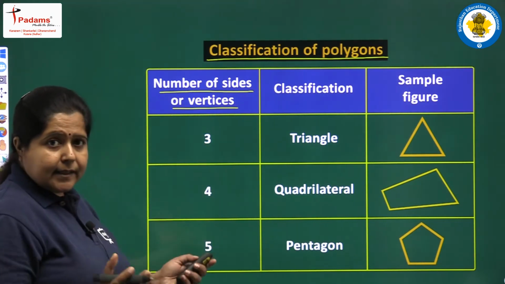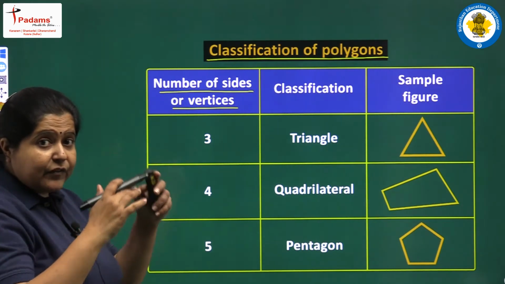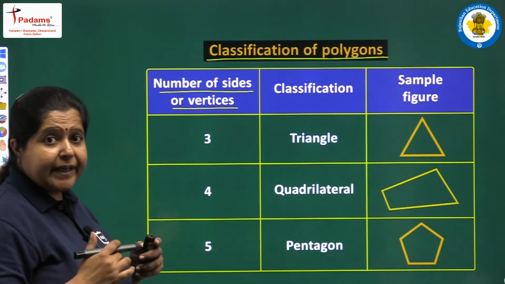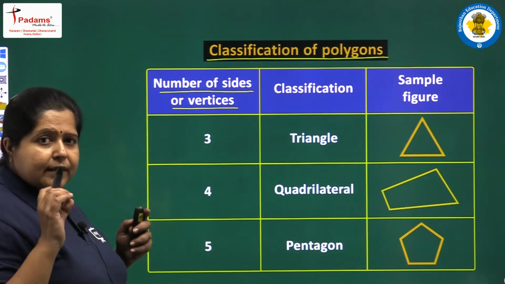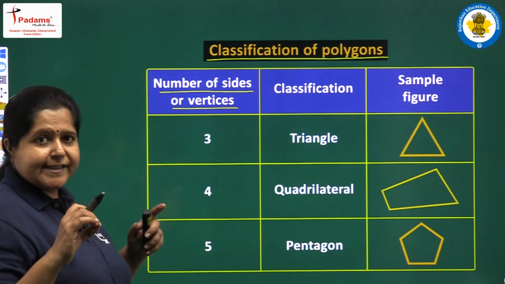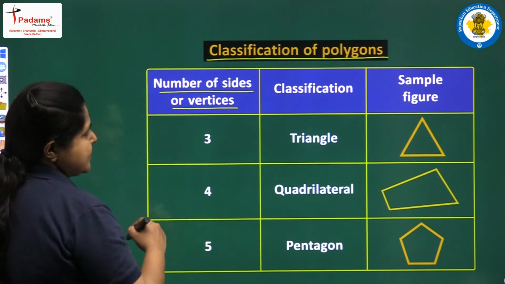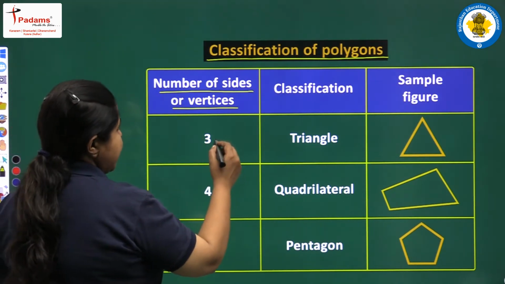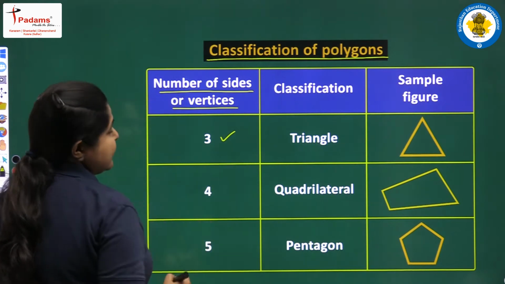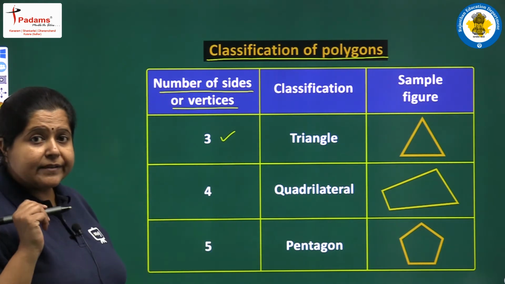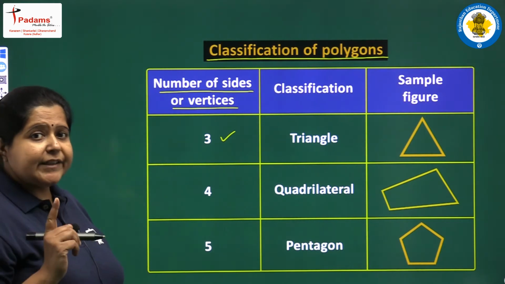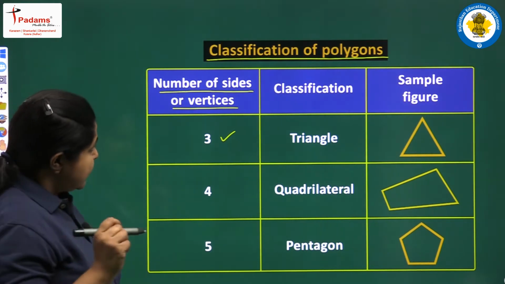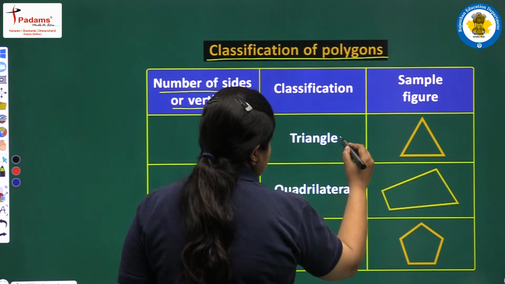The sides means the number of line segments that there will be in a figure, and the vertices are the corners of those joinings of line segments. These are called vertices. First we will be taking sides 3, a figure with 3 sides, closed and simple, only then it will be a polygon. A figure with 3 sides is called a triangle.